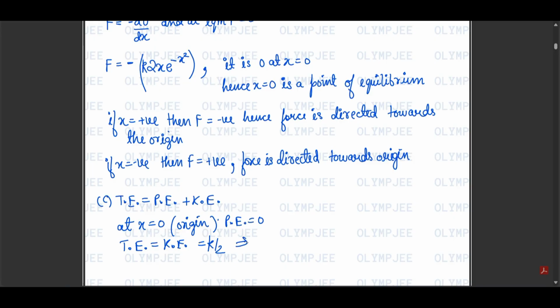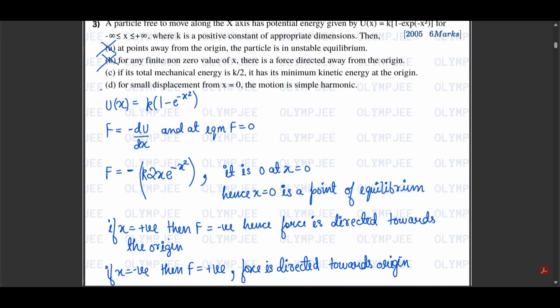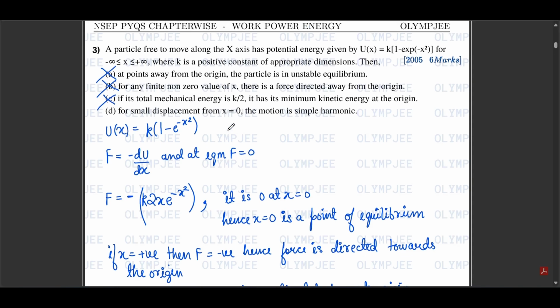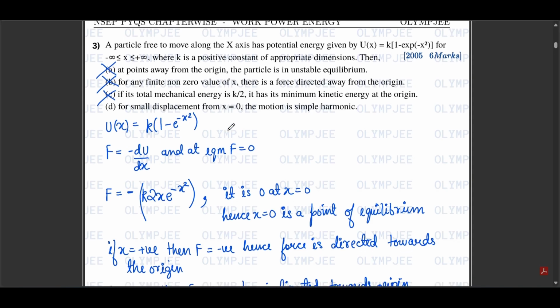So this implies that kinetic energy is max at origin. So option C is also wrong because it is saying that at origin the kinetic energy is minimum. Now option D is asking that for small displacements from x is equal to 0, the motion is simple harmonic. So let us see.